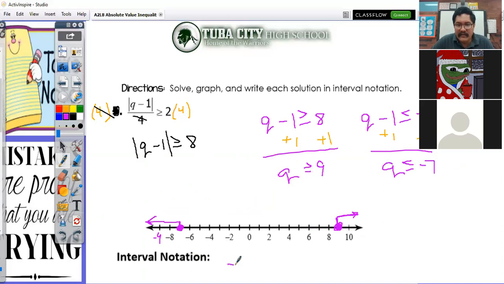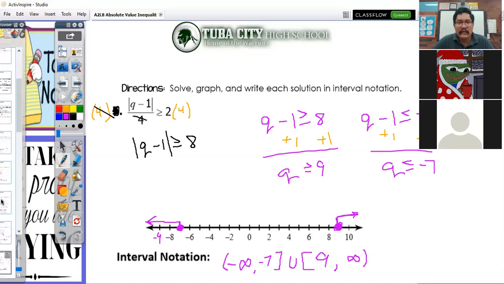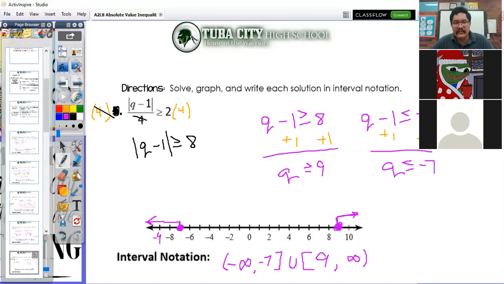And now time for interval notation from -infinity up to -7, including -7. And we're getting a little bit better at this, hopefully. Then we have here to 9, so including 9 on to infinity. All right, so that one wasn't too bad.